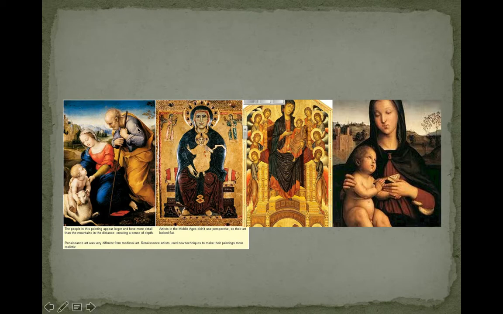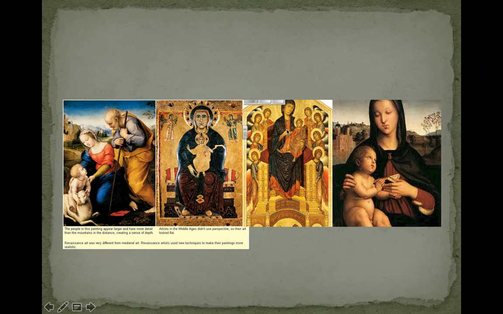Okay, so let's do medieval first. Which of these are medieval? B and C are medieval, and here's the reason why. They are not realistic. They lack expression. Not realistic. Look at Jesus. Look at the Virgin Mary. She's huge.